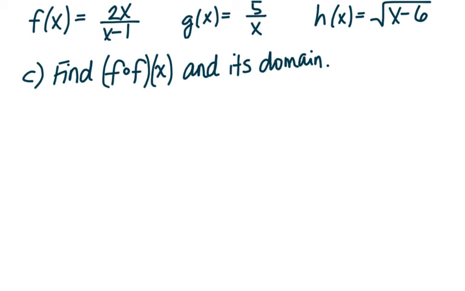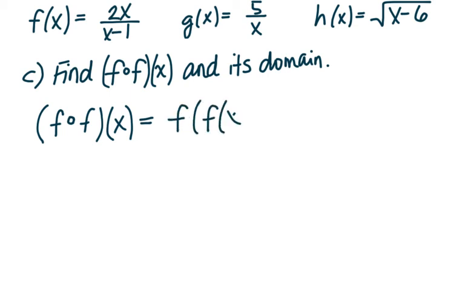Part C is asking for f of f of x. That might look a little odd to you to have the same function here. But f of f of x, again, you could say that as f composed with f. Rewritten would look like this, f of f of x with all the parentheses. So we see that f of x is actually my input. So it might seem odd, but we're taking this function f, which is 2x divided by x minus 1, and we're basically going to be substituting it back into itself.